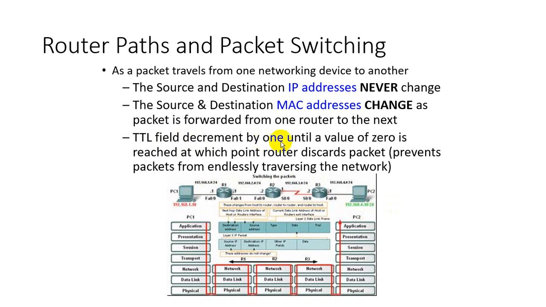The TTL field is decremented by 1 until a value of 0 is reached, at which point the router discards the packet. So TTL, time to live, is something that helps prevent routers from endlessly traversing the network.